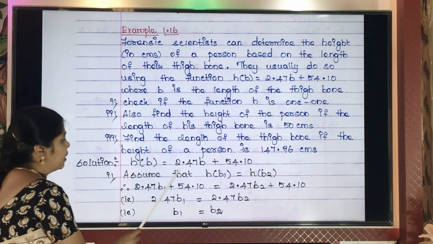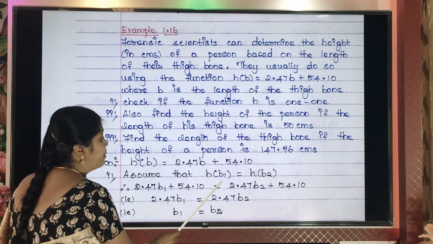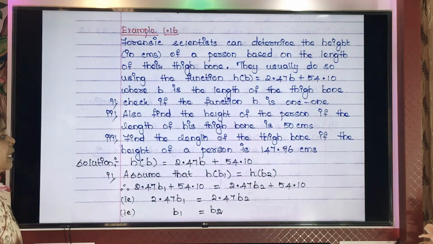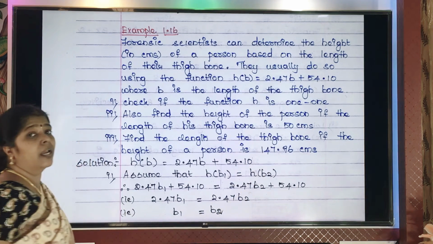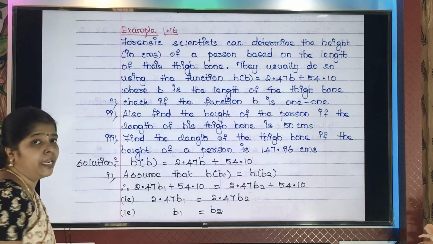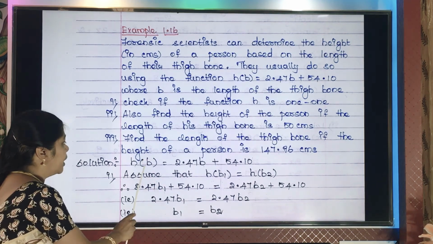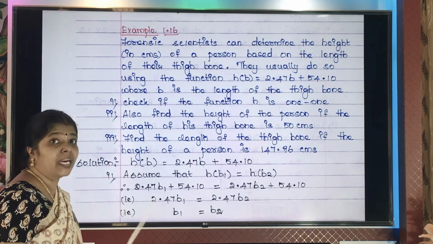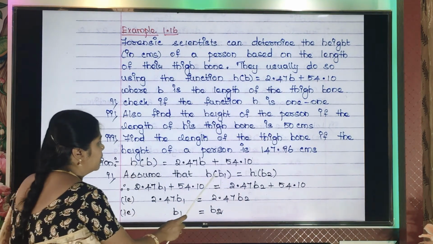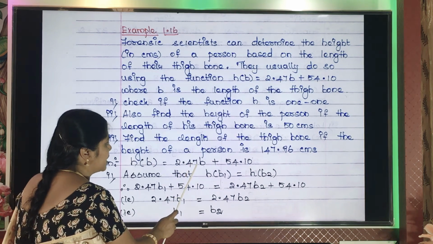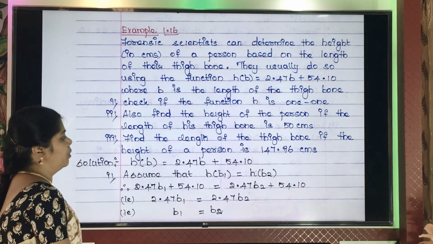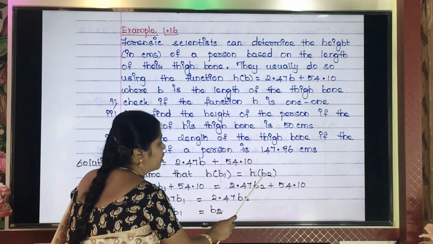Now I am going to assume H of B1 is equal to H of B2. What is that I am going to assume? H of B1 is equal to H of B2. Now what is H of B1? We know what is H of B, isn't it? They have given it. So in the place of B, let me write B1. So I will write 2.47 B1 plus 54.10 is equal to H of B2.